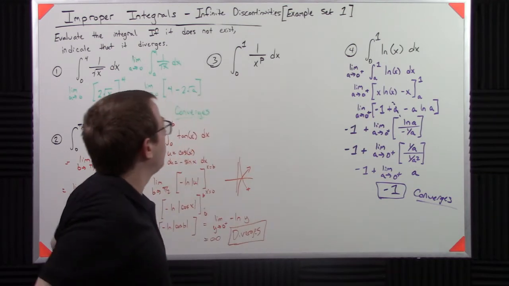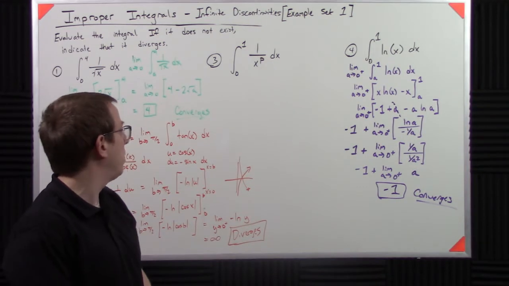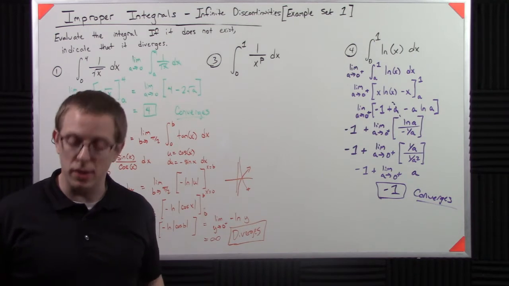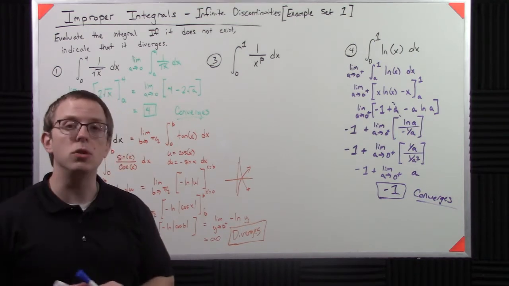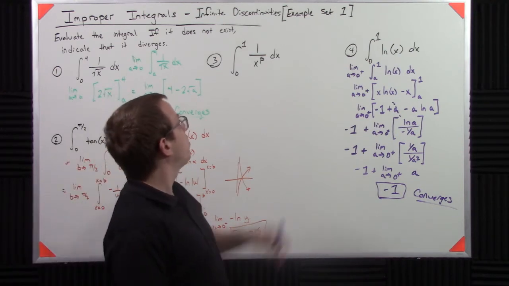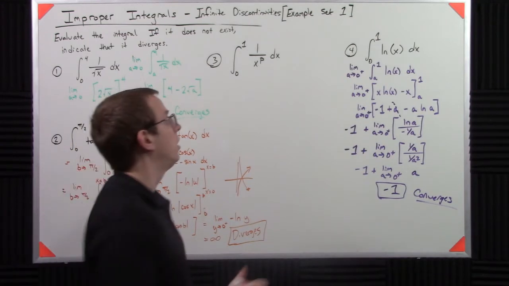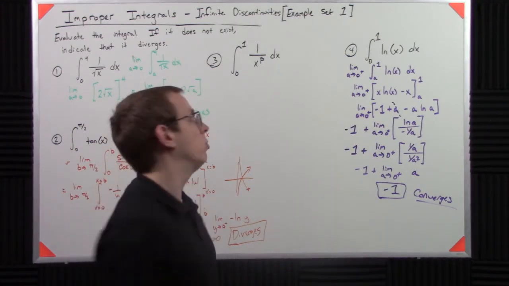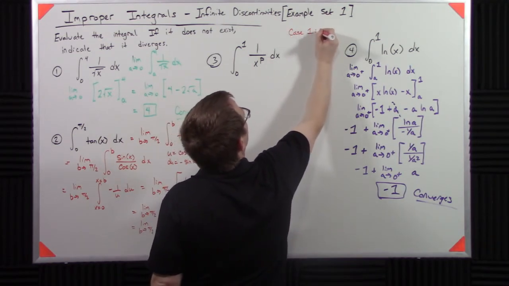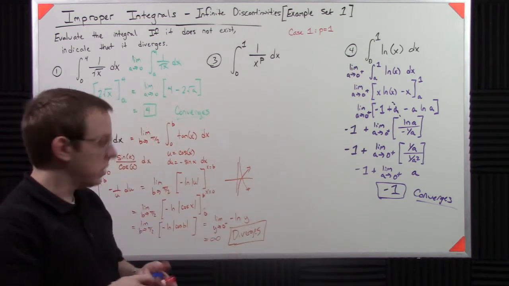So finally, what I'd want to do is talk about x to the p here. Let's give us enough time to discuss this meaningfully. So we're going to have three cases: the case where p is less than 1, the case where p is equal to 1, and the case where p is greater than 1. But let's do the first case where p is equal to 1. So again, that's just 1 over x dx.